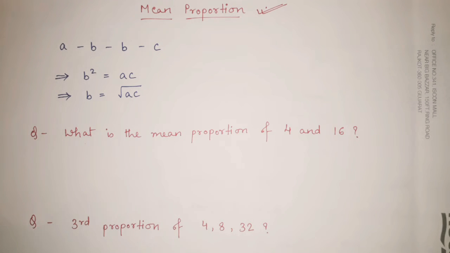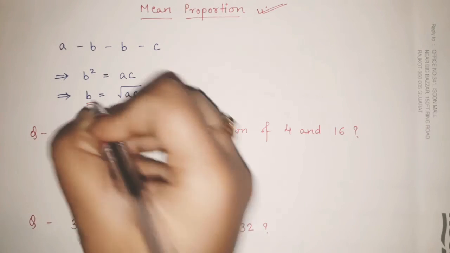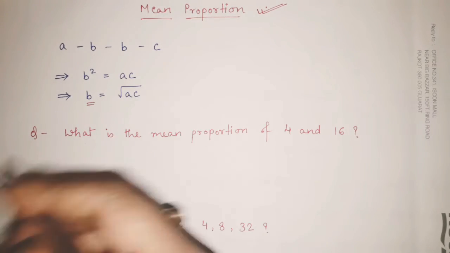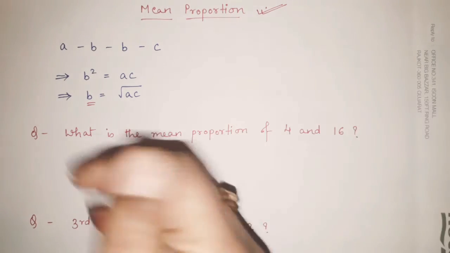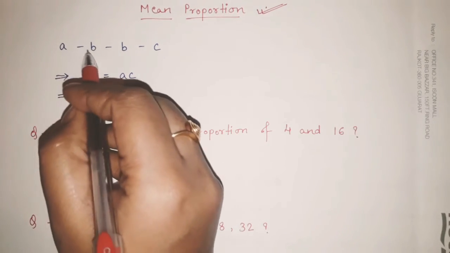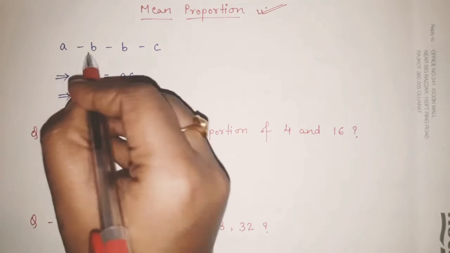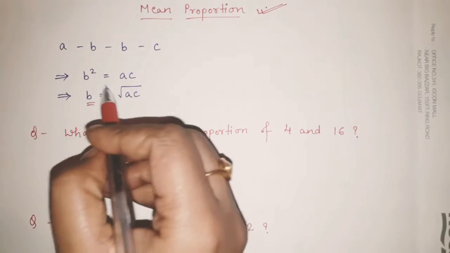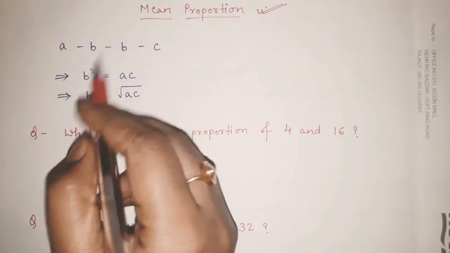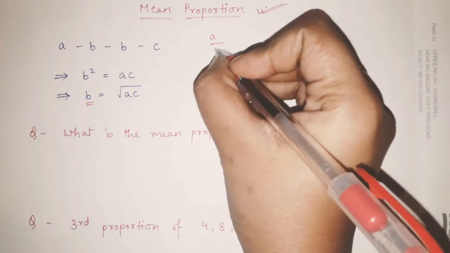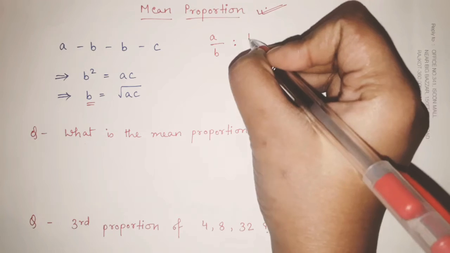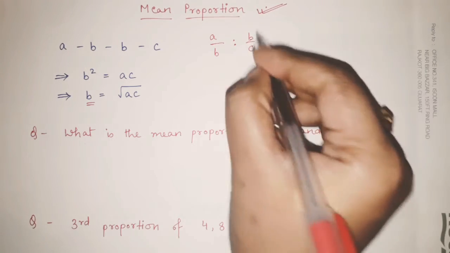What is mean proportion? So, this B is the mean proportion. What do we mean by this? If a proportion is given to you, let's say A, then B, then B, then C, you can say that B square is equal to AC. We have seen this in proportion. Let's say it is given to you A by B is to B by C. We have seen that this is a proportion.